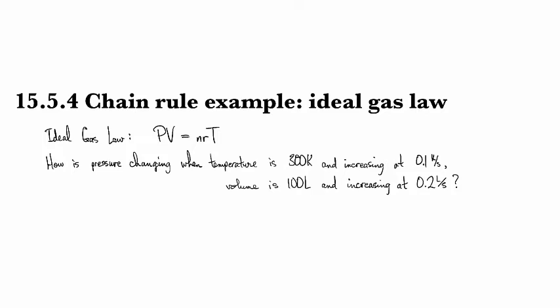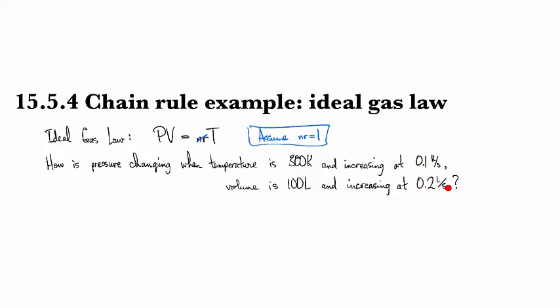Doesn't matter. The first thing that we're going to do, since we're in a math class, is assume that nR is equal to 1, so that we can just get rid of that term right there and make life simple, because this is a math class. So let's see. How is pressure changing when temperature is 300 degrees Kelvin and increasing at 0.1 degrees Kelvin per second, and volume is 100 liters and increasing at 0.2 liters per second? So what's going on here?